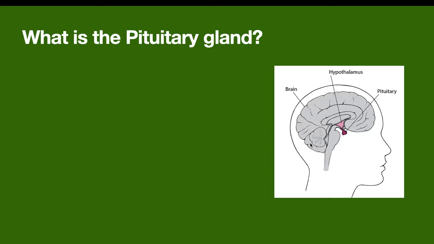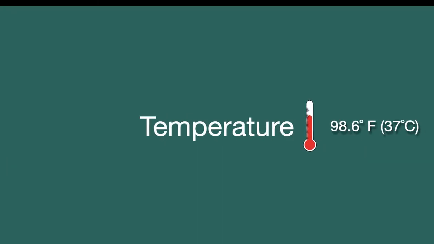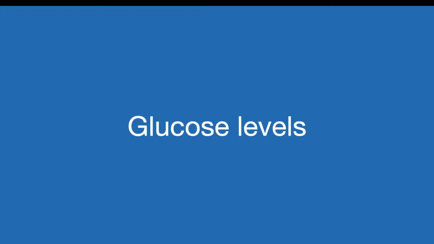And the hypothalamus is important for what we call homeostasis, which is basically regulating your internal environment. And by internal environment, I mean your body. So there's many things to regulate in your body. One such thing is temperature, which has to always be 98.6 degrees Fahrenheit. Then another would be blood pressure or glucose levels.